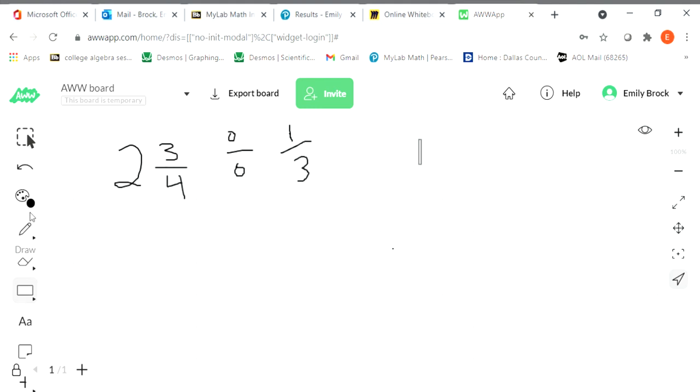Can I get back to my pencil? Alright. So let's say we have 6 divided by 3. How about we'll do this one? 6 divided by 3. So I'm going to draw the 6, because I could do it on the number line. 1, 2, 3, 4, 5, 6.